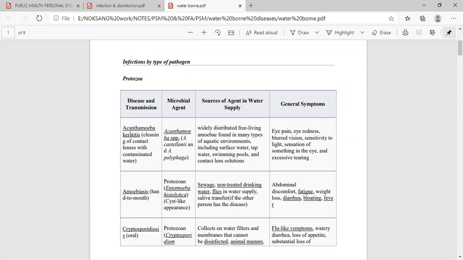Okay, for example, amoebiasis. The microbial agent's name is Entamoeba histolytica. So this is the name of the agent. This is the agent factor, and the disease is amoebiasis. These are the sources, and these are the symptoms. What can Entamoeba histolytica cause, the symptoms. So you have to make the chart, okay, you have to make columns. Just take the picture.